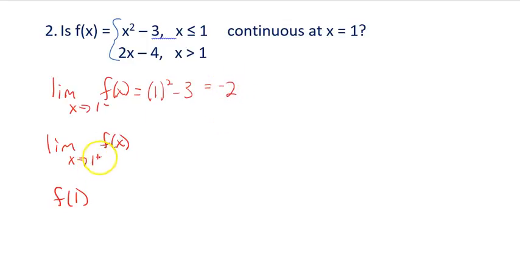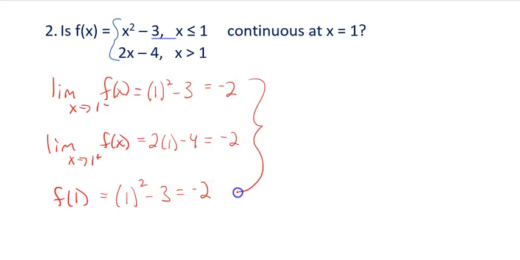And then for the next one, from the right side of 1, x is greater than 1. I'm going to be plugging into the bottom equation, so 2 times 1 minus 4. And again, I get a negative 2. With the f of 1, I have to decide where it actually equals 1, and that is up here because of that equals mark with the 1. So I'm plugging into the top formula. So 1 squared minus 3 again is negative 2. Since all of these match, they're all the same number, then f is continuous at 1.